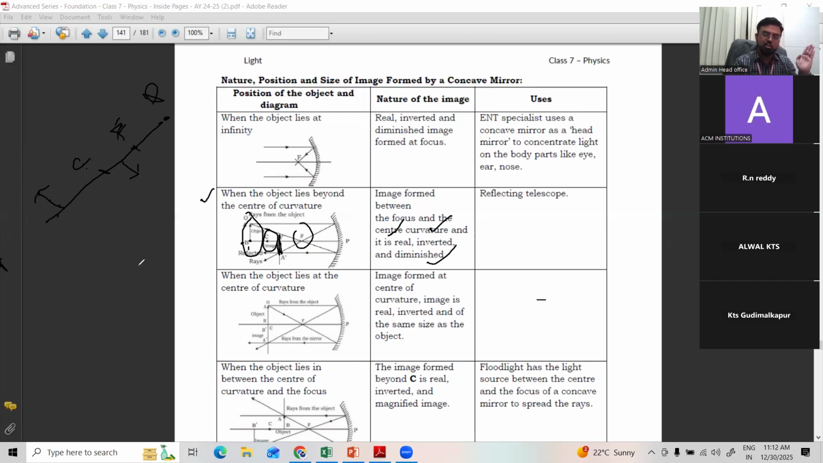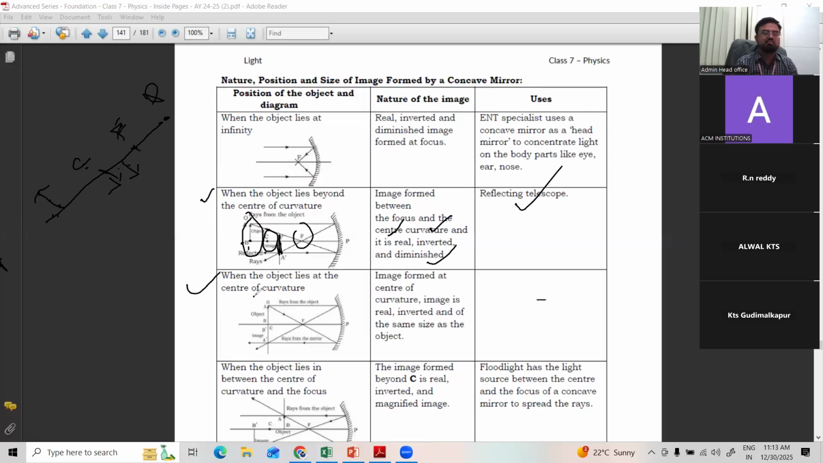Means as you are moving the object closer, the image also moves towards the pole. The first time, when the object was at infinity, the image formed at the focus. When you brought the object a little bit closer, beyond the center of curvature, the image moved towards the right side. Second case. It is used in the reflecting telescope.